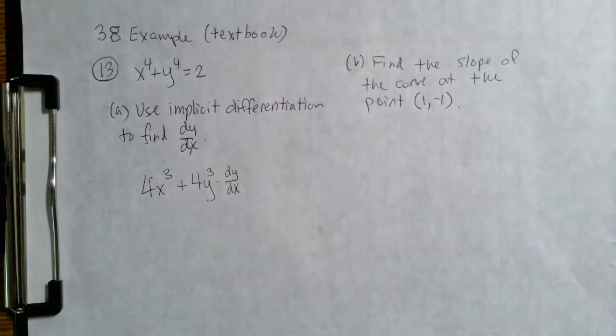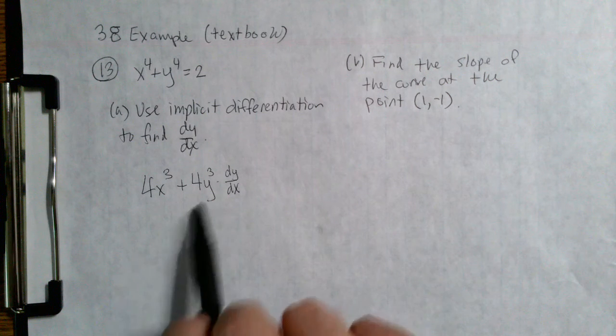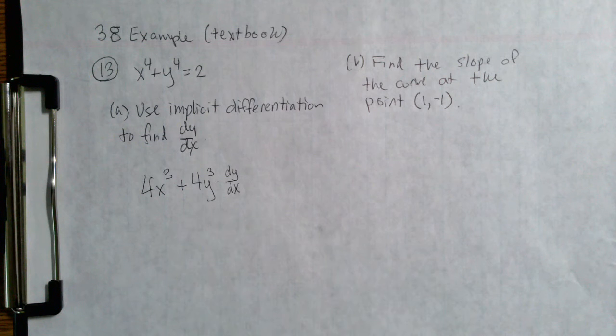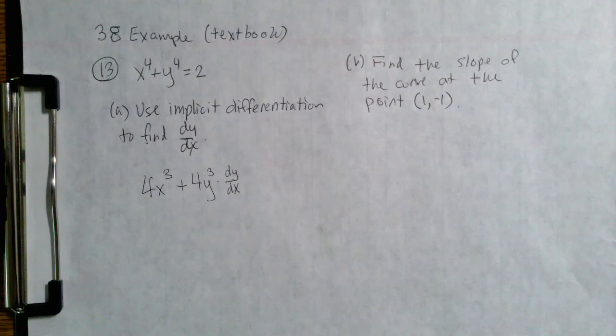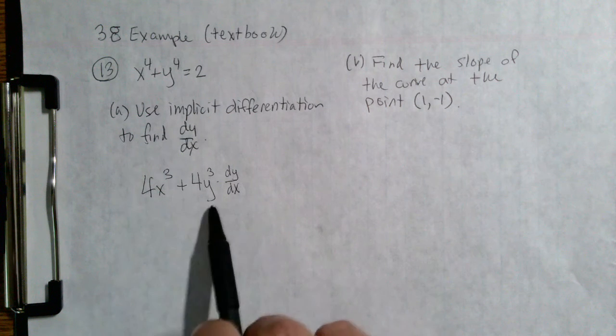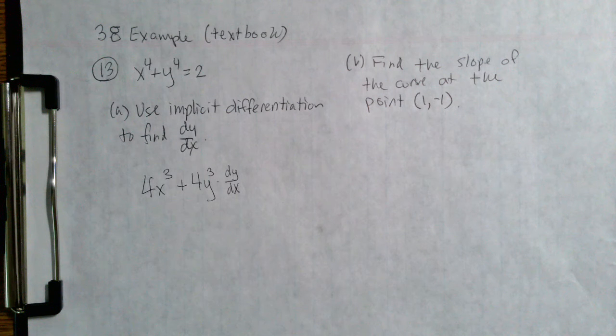Let me take a moment and explain that, because that's what distinguishes this from what we've been doing: the fact that we're treating y as a function of x here. So we're really using the chain rule to go from here to here. We're treating y as the inside function. The chain rule says you get the derivative of the outside function, leave the inside function alone, and multiply by the derivative of the inside function. The derivative of the inside function is dy dx.